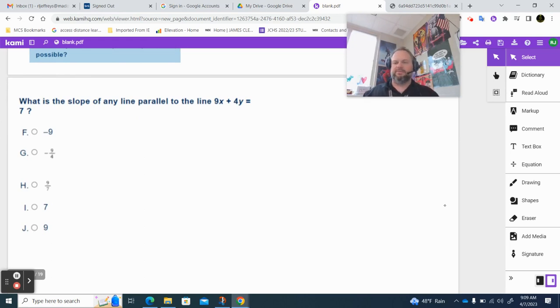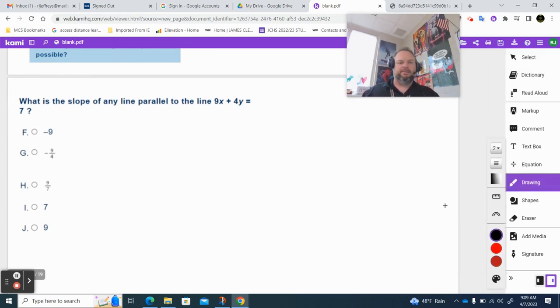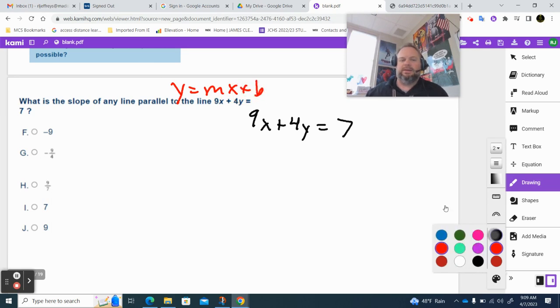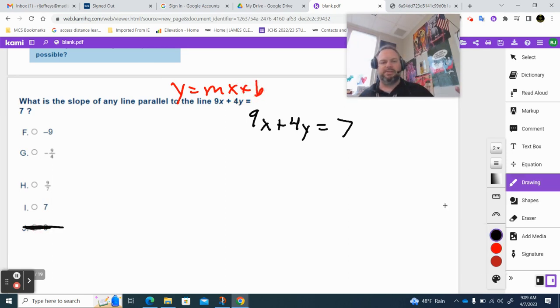All right, slope of a line. Let's go ahead, and we're actually going to find our answer by telling what it's not. This is in standard form. We've got to get it into this form, y equals mx plus b. So this 9 is not going to be it, because it's not in that form. The 7 is not going to be it.